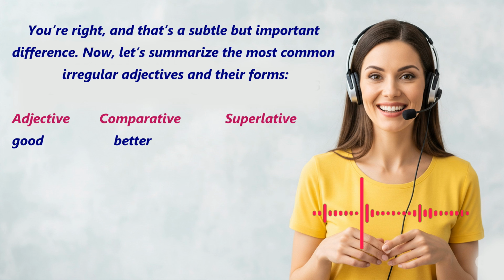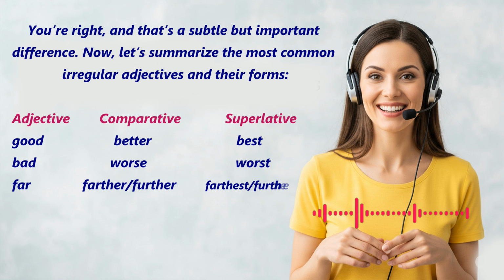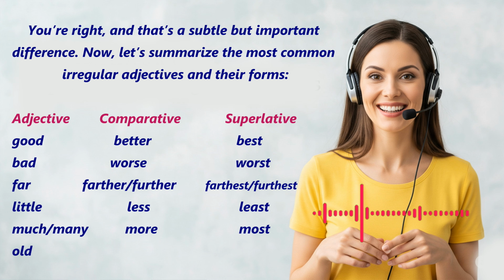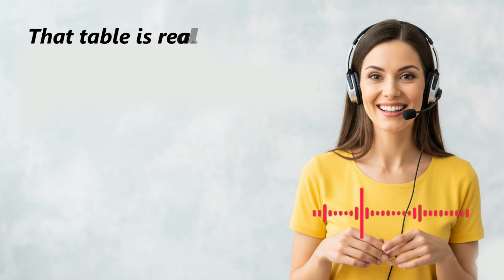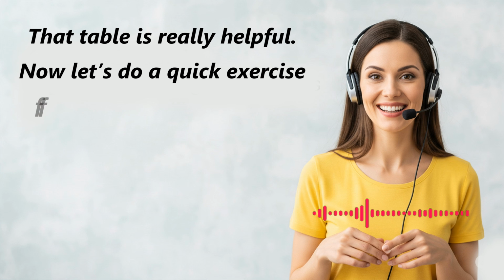Now, let's summarize the most common irregular adjectives and their forms. Adjective, comparative, superlative. Good, better, best. Bad, worse, worst. Far, farther, further, farthest, furthest. Little, less, least. Much, many, more, most. Old, older, elder, oldest, eldest. That table is really helpful.